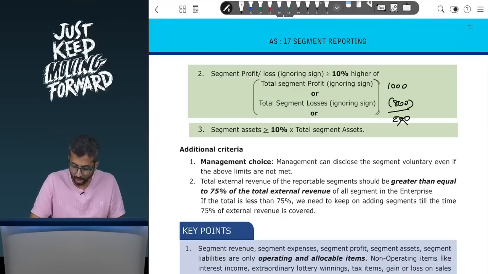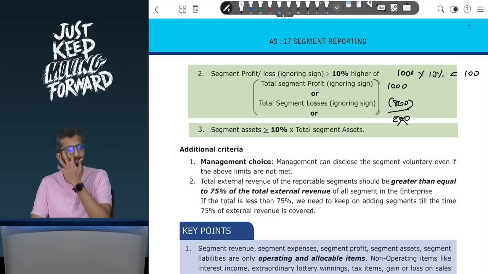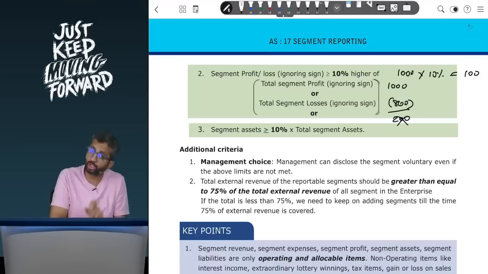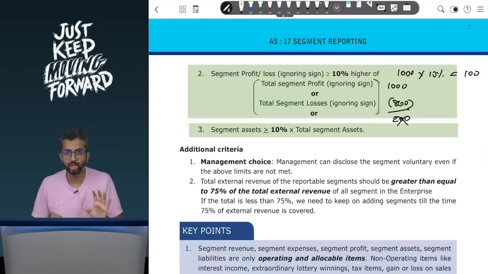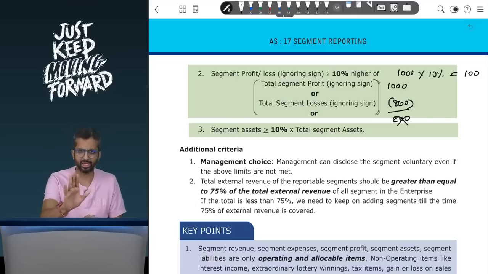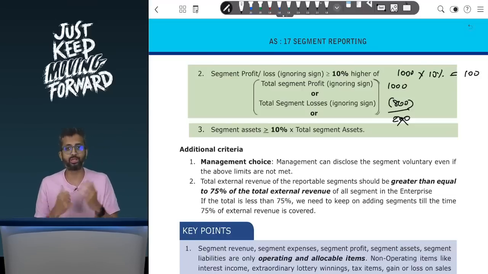You will take the higher of the two, and hence you will say, okay, 1000 into 10%, that is equal to 100, and 100 may be your profit, it may be your loss. If your segment has a loss greater than 100, you will report. If your segment has a profit greater than 100, then you are a big segment, you will report. So this is a finer point within, let us say, segment profits. Other than that, there are some additional criteria as well. Now, if your segment meets any one of these criteria, it will be taken as a reportable segment. You will have to show this in your segment report, in the notes to accounts.